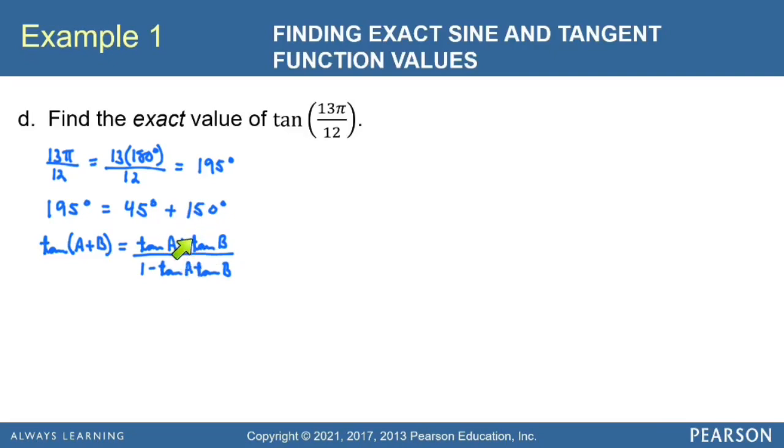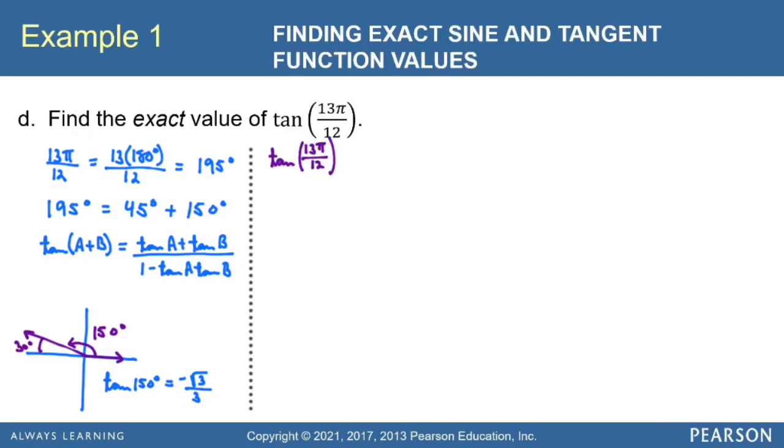So we're going to need to know the tangent of 150 degrees. Let's go ahead and figure that out. Of course, 150 degrees has a 30-degree reference angle, and tangent values are negative in quadrant 2. So the tangent of 150 degrees is going to be negative tangent of 30, so that's negative square root of 3 over 3.